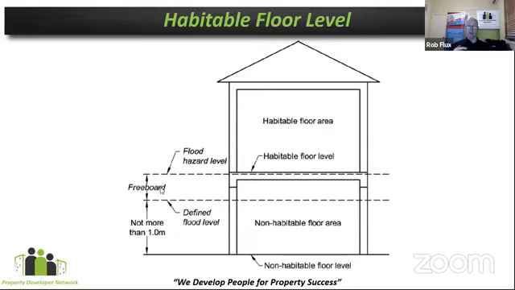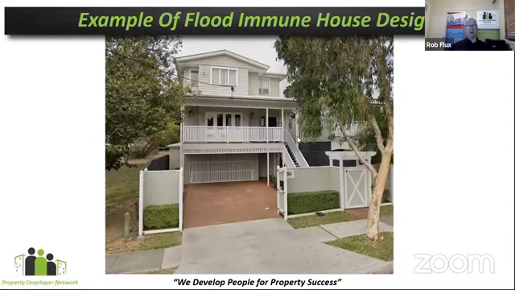But if you get flooded very, very regularly, that may change to a 1 in 100 year event, for example. So that's how it's represented diagrammatically. What I thought I'd do is show you an example of a house that has been built that is flood immune. So here is one here.